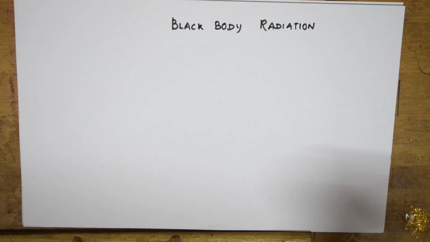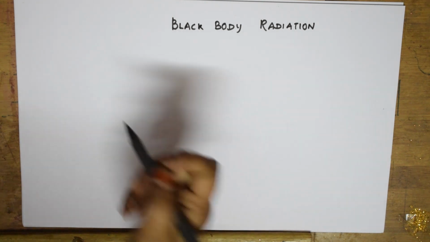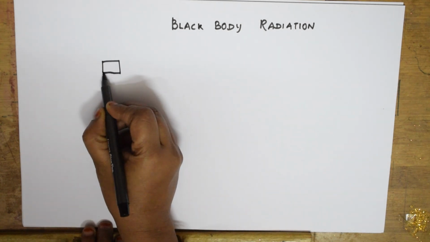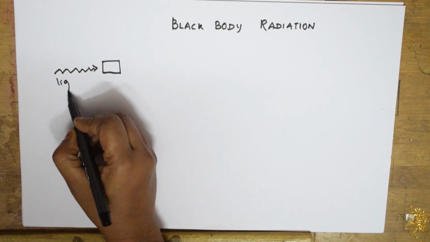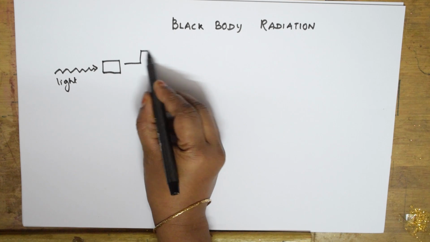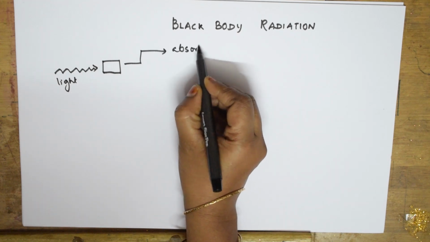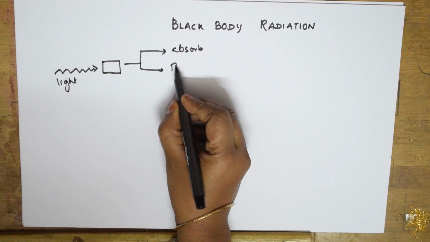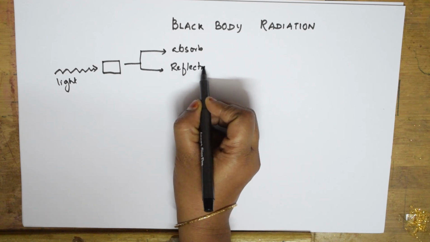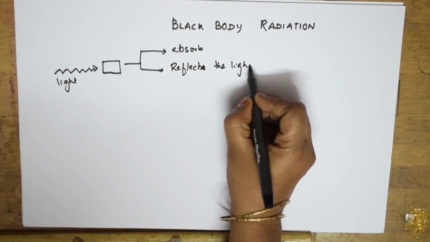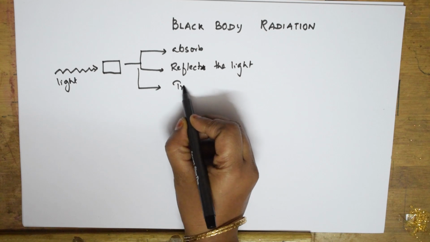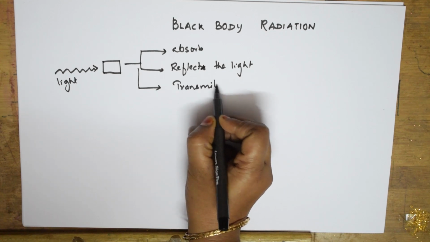Today we're going to learn about a concept called blackbody radiation, as well as the photoelectric effect. So what actually is blackbody radiation? Suppose I take an object like this and send an incident ray of light on it. There are three possibilities. One, it may absorb the light. Two, it may reflect the light. Three, it may transmit the light. These are the three options we have.